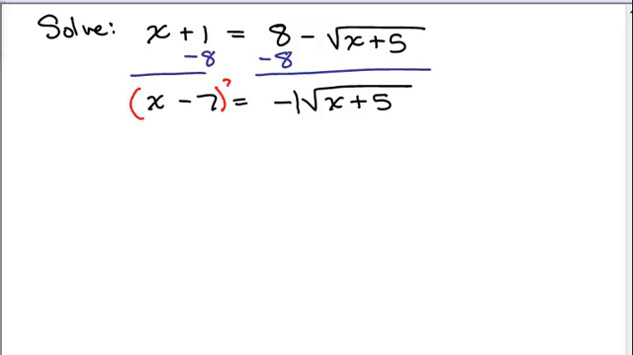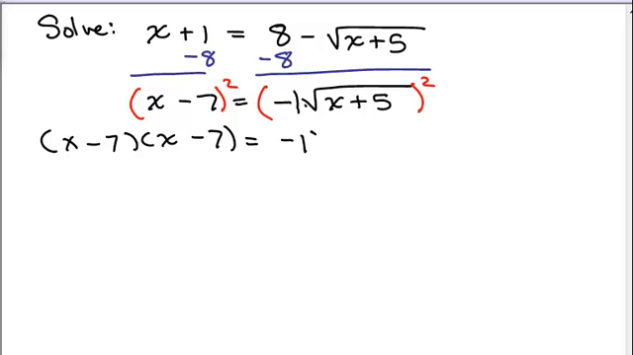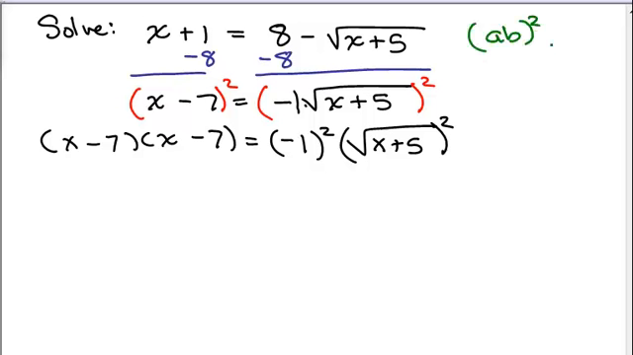So then I want to square both sides. We have to be careful. I'm squaring a binomial over here. So remember what that means. It means x minus 7 times x minus 7. Now, on the right-hand side, this is like two factors. You've got the negative 1 squared, and you have the square root of x plus 5 squared, right? That's the rule of exponents. If you have ab squared, it means each thing is squared. a squared, b squared. So that's all I'm doing there.